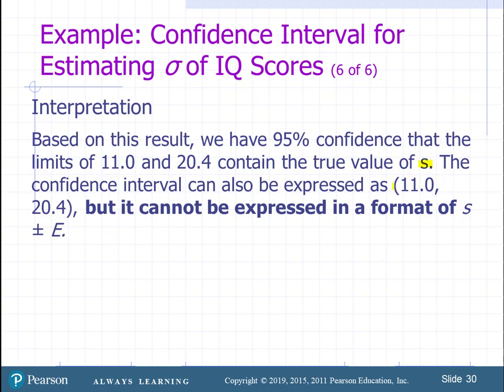Now we can put it into that notation with the parentheses, but we can't do it in the plus or minus. Okay? And to be honest with you, I really think that S should be, I think it should be a sigma, because we're estimating the sigma up here. So again, we can't use an S here, but we can use sigma. Okay?